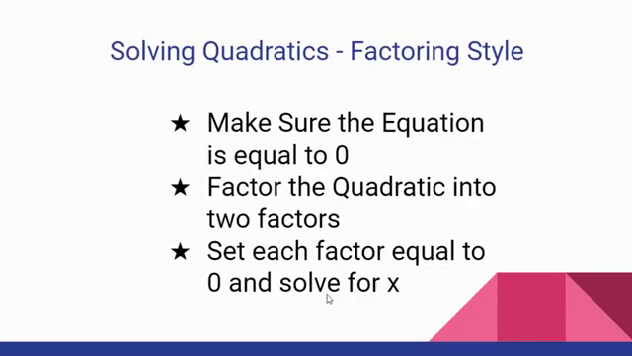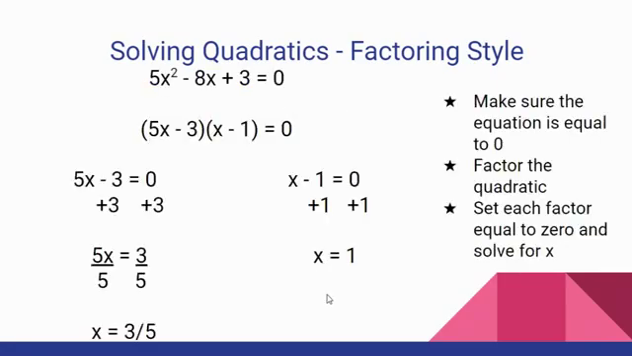Just a reminder of how to use the zero product property, we had 3 steps. First, make sure that the equation is equal to 0. That allowed us to use the zero product property. Second was to factor the quadratic into 2 factors. And finally, set each factor equal to 0 and solve for x. We will do 3 examples to review this today.